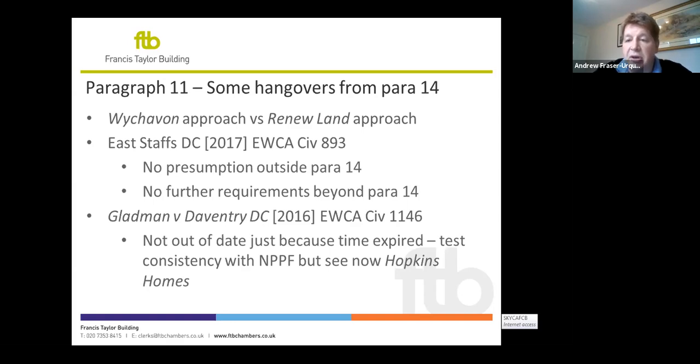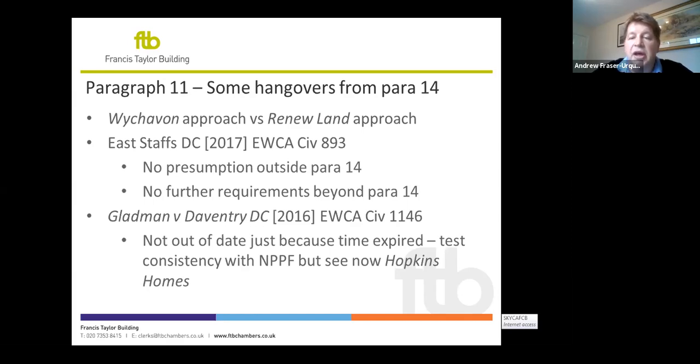Obviously, paragraph 14, by setting up the tilted balance, is a pretty strong and important influence on whether or not planning permission is granted. But there was nothing beyond that presumption outside paragraph 14, and there were no further requirements beyond paragraph 14. So I used to say that paragraph 14 was the only game in town when it comes to the presumption, and I'm sure that is also correct for paragraph 11.